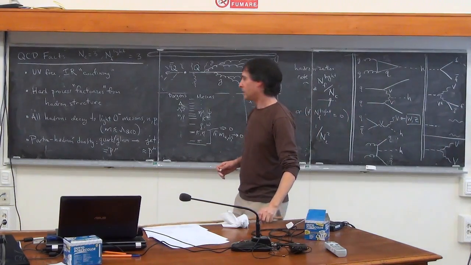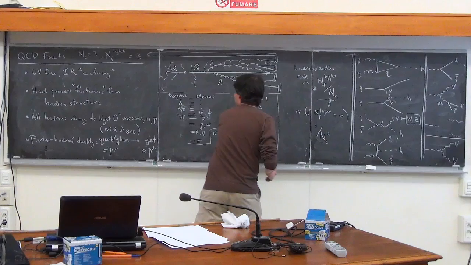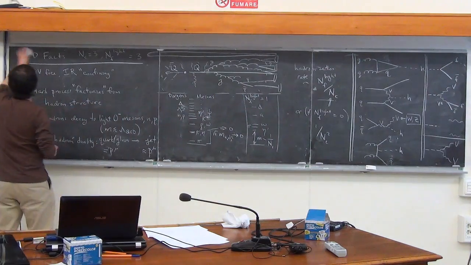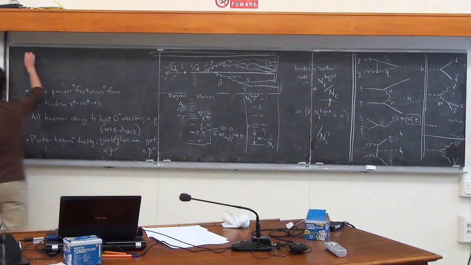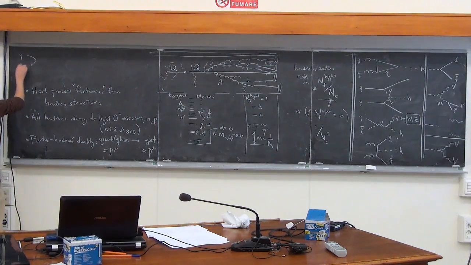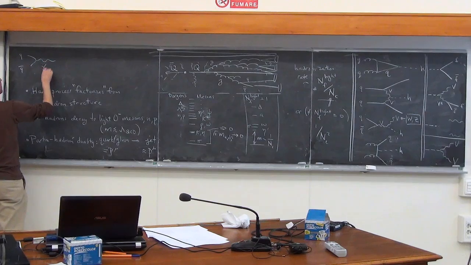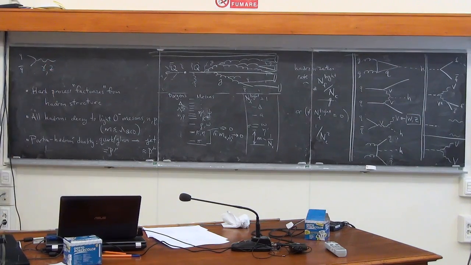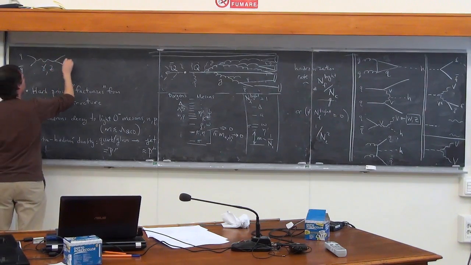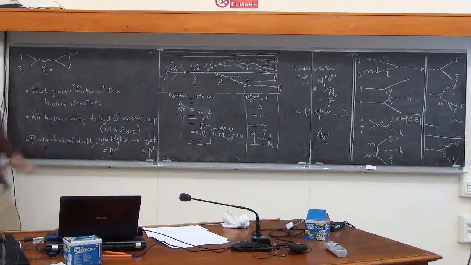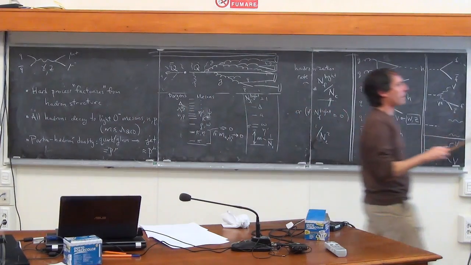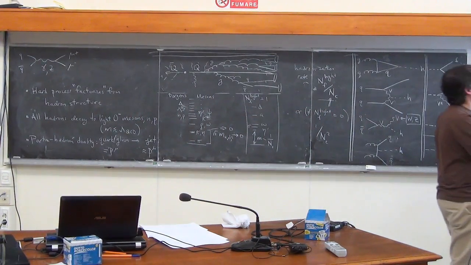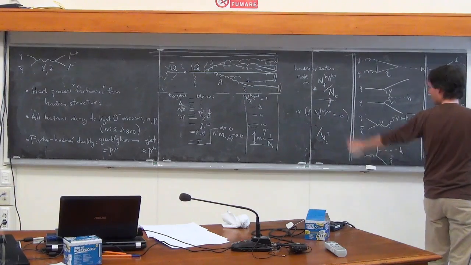Drell-Yan being q q bar going by either a photon or a Z off shell to mu plus mu minus. That's Drell-Yan by definition, and that dominates the rate down here. And then there's various other resonances. These are hadron resonances. Here's some of the ones I've got there.